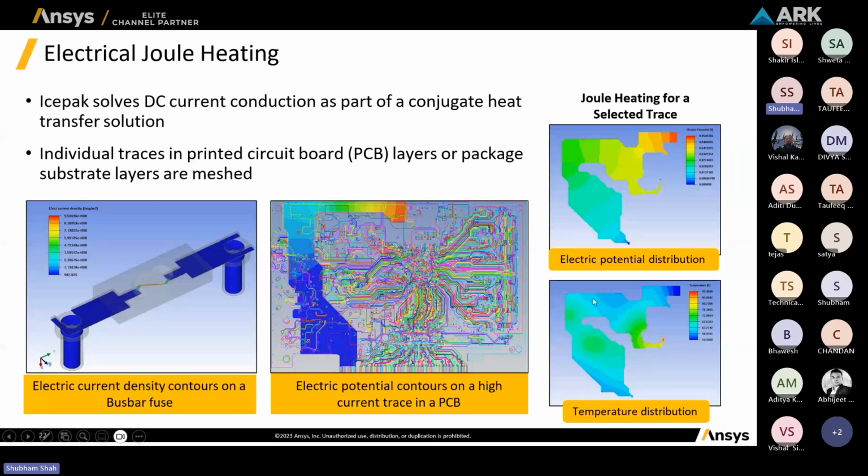If you want to see the electric potential on your PCB, this is how it will showcase it. This is basically the region where your electric potential is getting distributed, and the temperature on that particular distribution, exactly what the temperature is in that region. This is how you can plot your temperature contours.